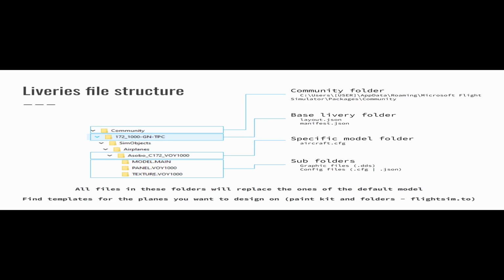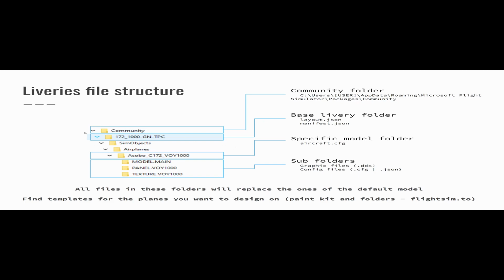Model is a config file to say, okay, this is the livery for this plane, and in case you can't find a file, this is where you get it from the default model. And then the texture folder, which is where all the images go, and what we're going to work on today.